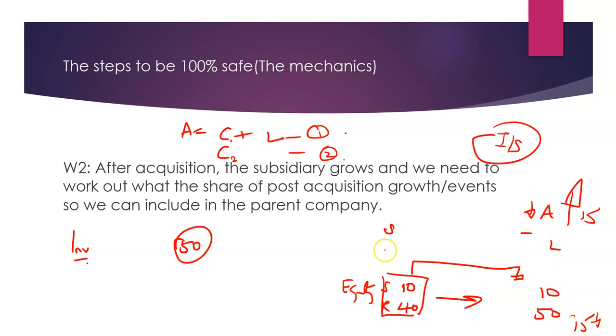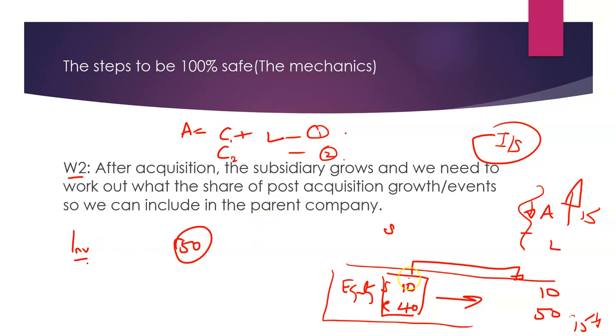So the key point here is that the activity going on in the equity section tells us everything we need to know post acquisition. Literally everything that's taking place. Anything that's going to happen up here is shown in the equity section. And that's what working two is really telling us.